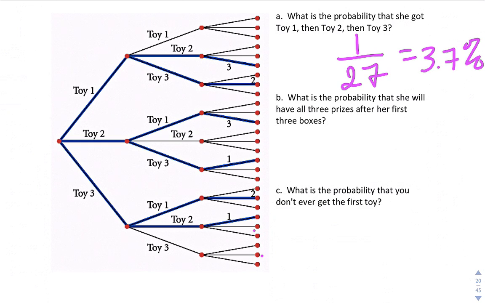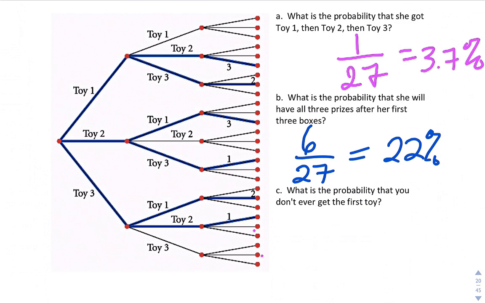What's the probability she will have all 3 prizes after her first 3 boxes? Those are all the blue lines that you see. So if I count the blue lines, 1, 2, 3, 4, 5, 6. 6 out of 27, which is about 22%.